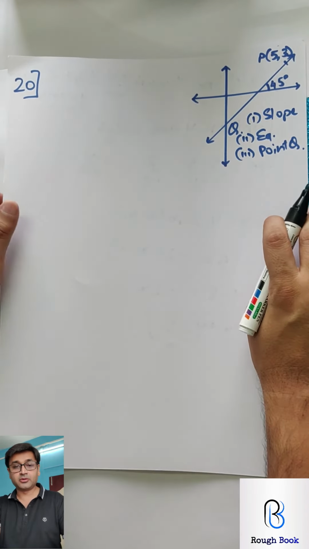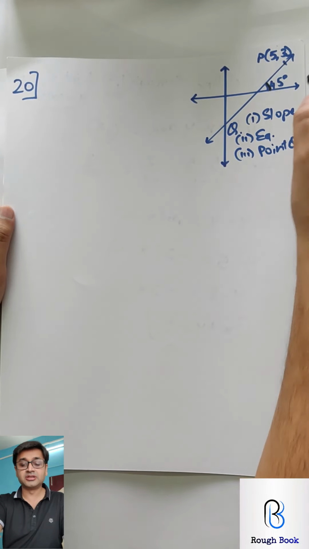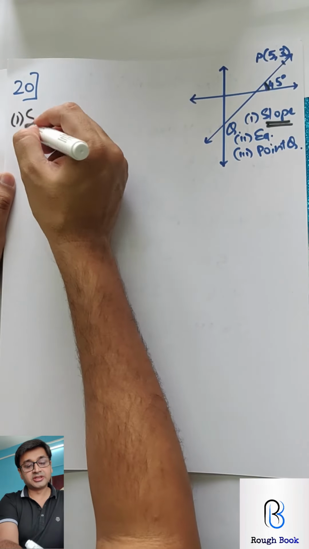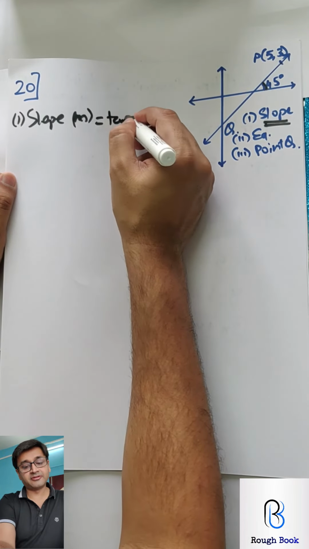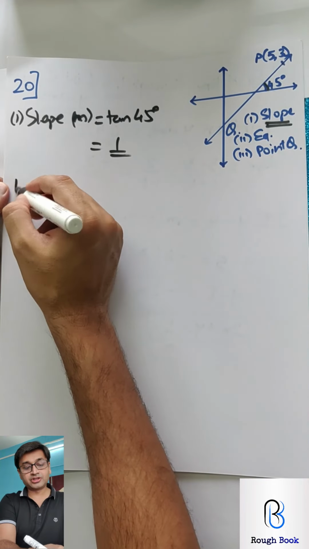20th, again a diagrammatic question, simple, don't worry. P is 1 point given, inclination is given. They first say find the slope. Damn simple, inclination is given. So you say slope m is equal to tan 45. So what is tan 45? 1.